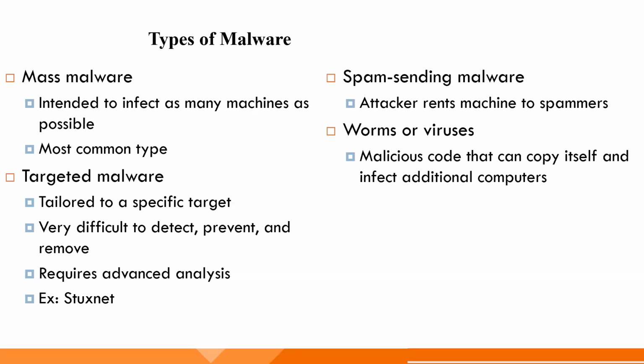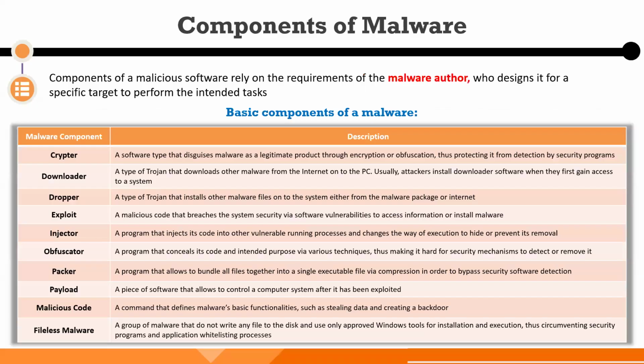We have spam sending malware. Attackers rent machines to spammers, so that their work is just to send spamming messages. We have worms and viruses, malicious code that can copy itself and infect additional computer systems. A malware always has different components, and those components are the ones that aid its functionality on the computer system. The components of malicious software rely on the requirements of the malware author, who designs it for a specific target to perform the intended tasks.